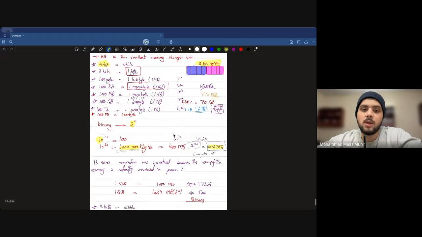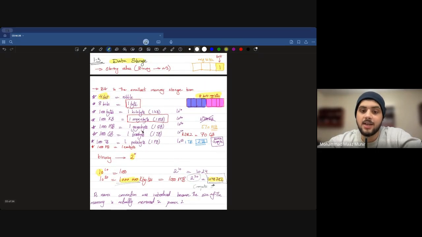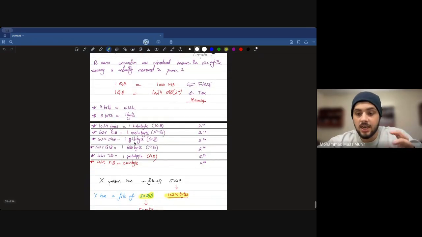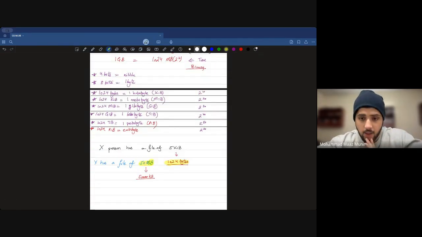And just like that, you should be aware, like if I give you a question, 1 gigabyte, and ask you to convert this into, let's say, number of bits, you should know how to convert from gigabyte to bits, or maybe go from bits to gigabyte. So the conversion between these data types is something which you all should be aware of, and it's pretty easy.